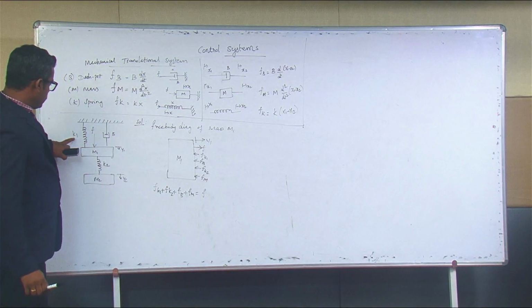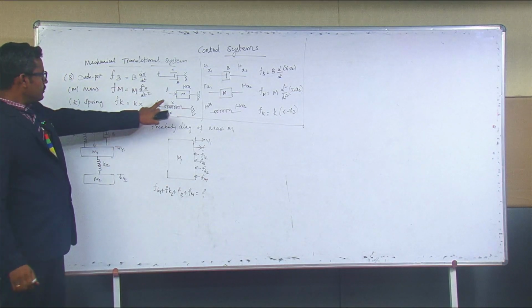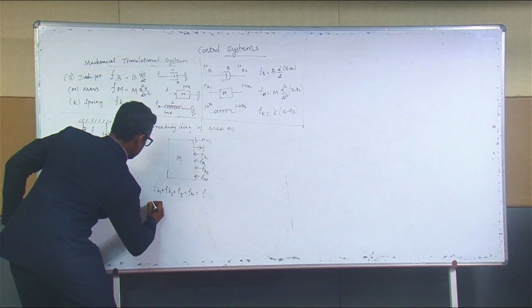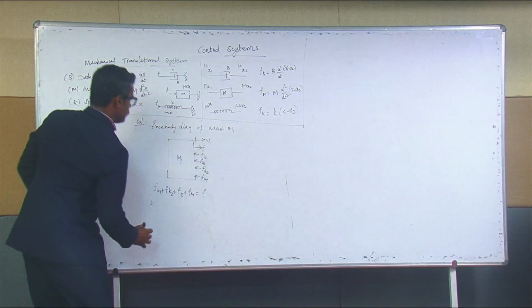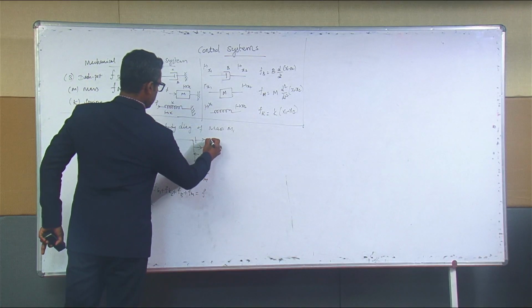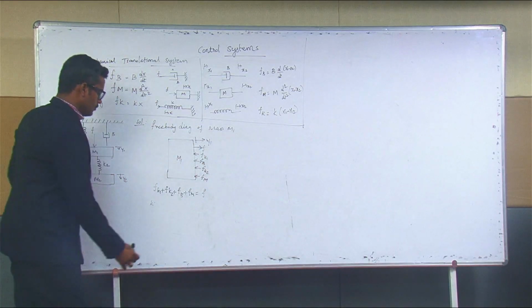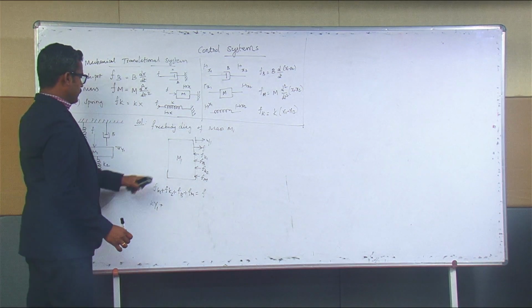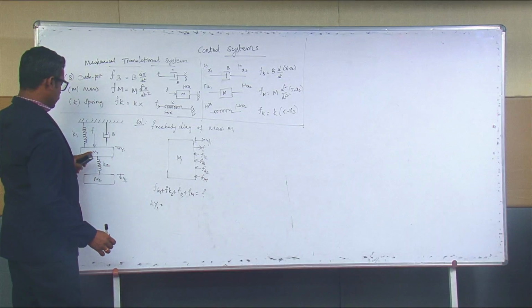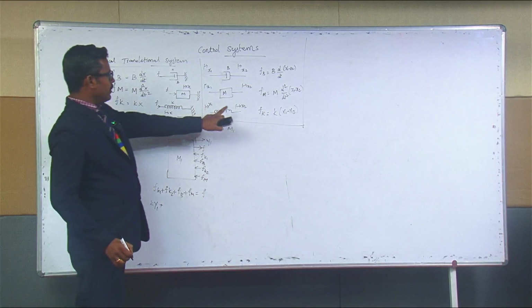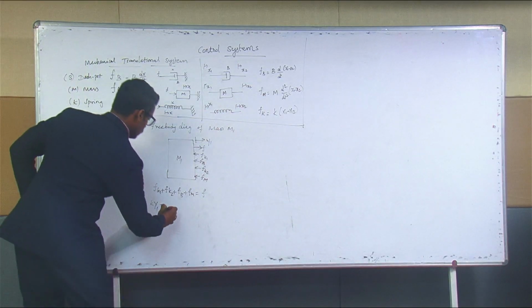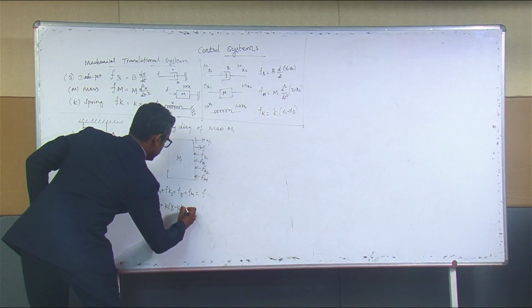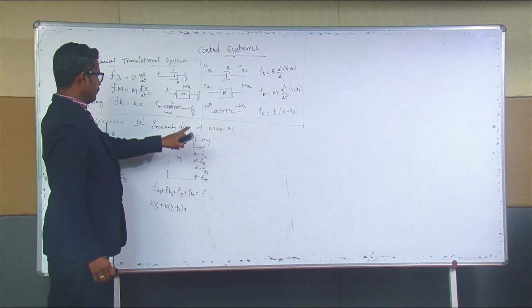So what is Fk1? You know that Fk is k into x. Here you see that the k is connected with the reference, so we write k into, and here the displacement is not x, it is y1. So we write k into y1 plus Fk2. The k2 is connected between m1 and m2, so we write k into y1 minus y2.